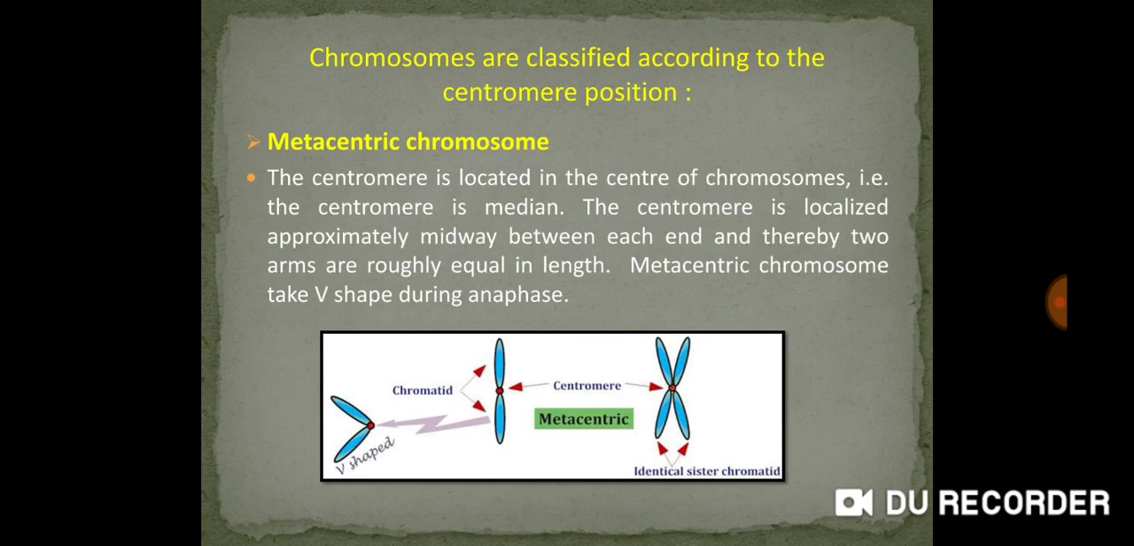Chromosomes are classified according to the centromere position. According to the centromere position, we differentiate chromosomes into various forms. The first one is the metacentric chromosome. In this, the centromere is located exactly at the center of the chromosome and divides both the arms equally, and it gives a V shape during anaphase.